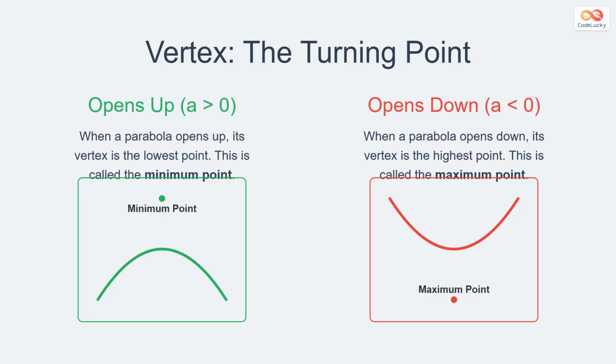The direction of the parabola also tells us about its vertex. If the parabola opens upwards, its vertex is the lowest point on the graph, which we call a minimum point. If the parabola opens downwards, its vertex is the highest point on the graph, known as a maximum point.